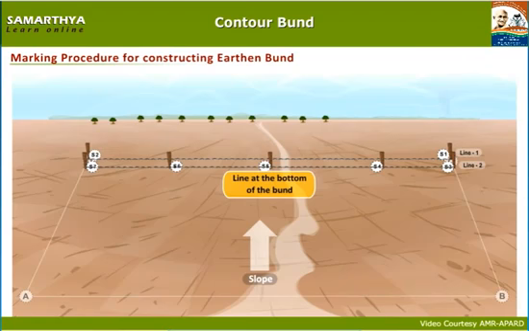This is the line at the bottom of the bund. The distance between S1 and S3 will be the bottom width of the earthen bund. On top of the bund, perpendicular to S3 at a distance of 0.60 meters, fix a wooden pole and mark it as B1. Join S3 and B1 with a thread.